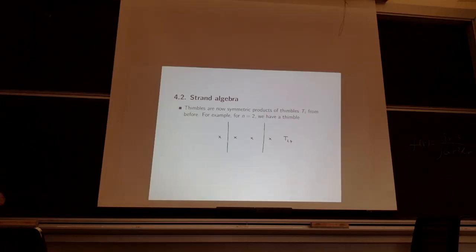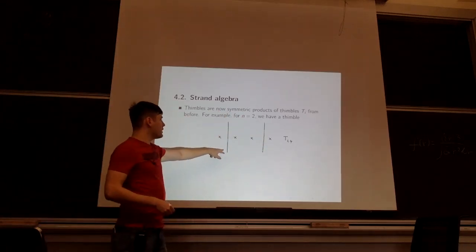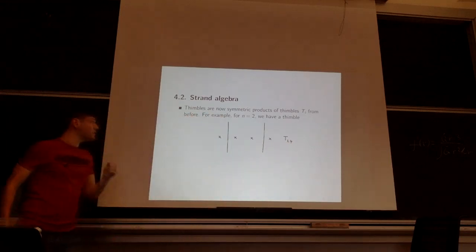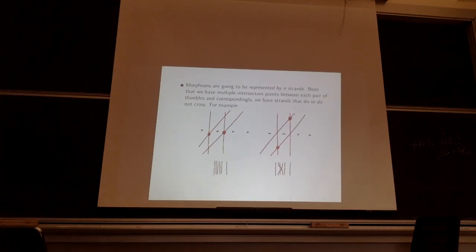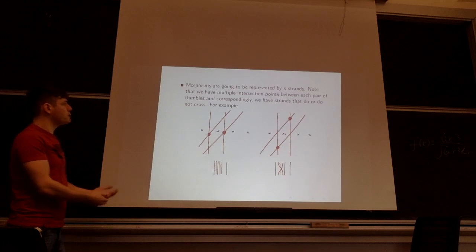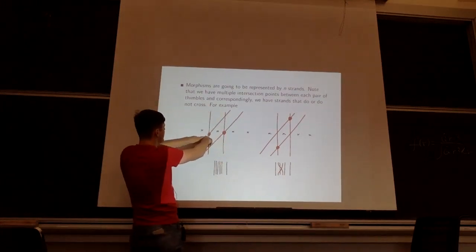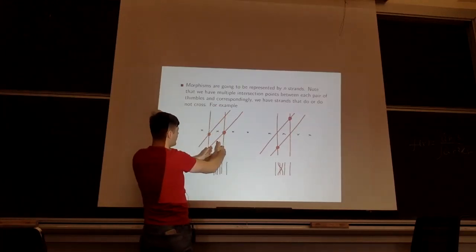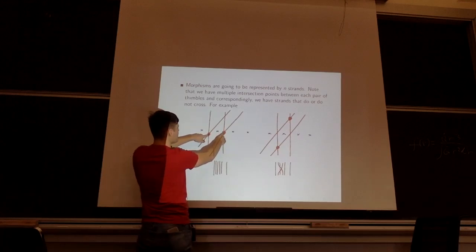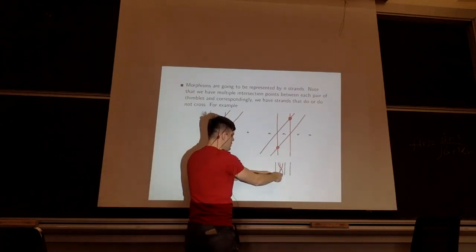Okay, so what are the thimbles? Thimbles are now products of symmetric products of the previous thimbles. So for example, for n equals two, we have this kind of thimble, and we are going to label it by T_{2,4}, where 2 and 4 tell you where the thimbles are located. Morphisms are now going to be represented by n strands, because we have multiple intersection points between each pair of thimbles, and correspondingly we also have strands that do cross or don't cross. So here we have an example: we start with T_2, T_2 free, and find an intersection point with T_2 free. But now you have two options. You can either have the intersection corresponding to these two points or these two points, and they are in correspondence with the strands that either do cross or don't cross.